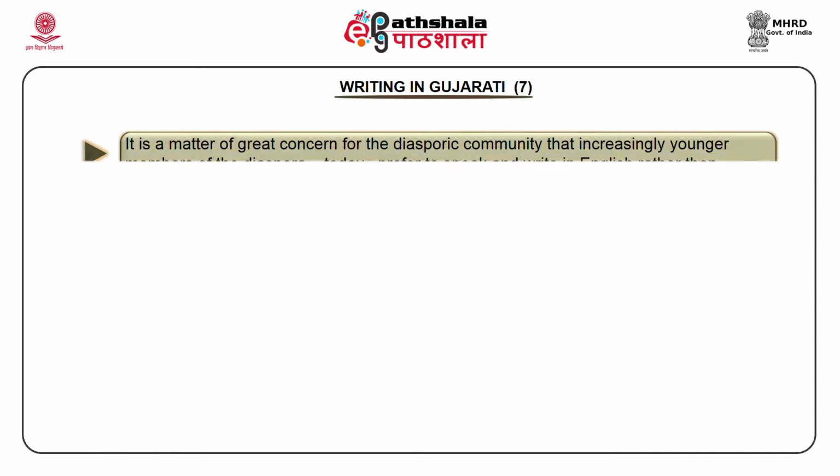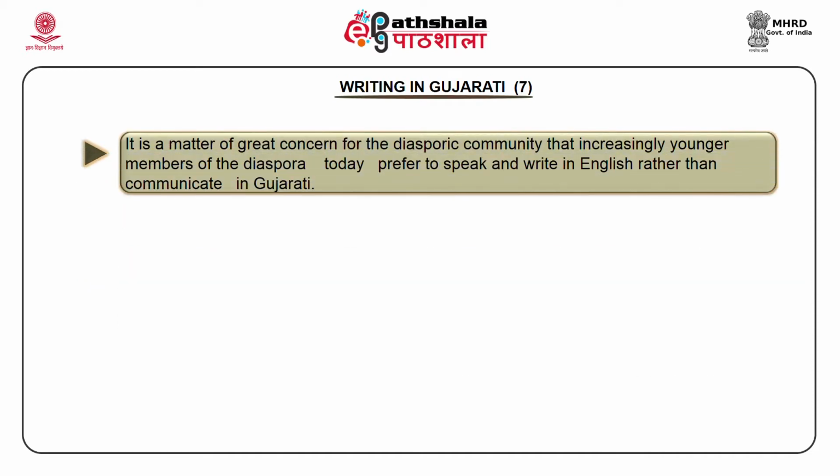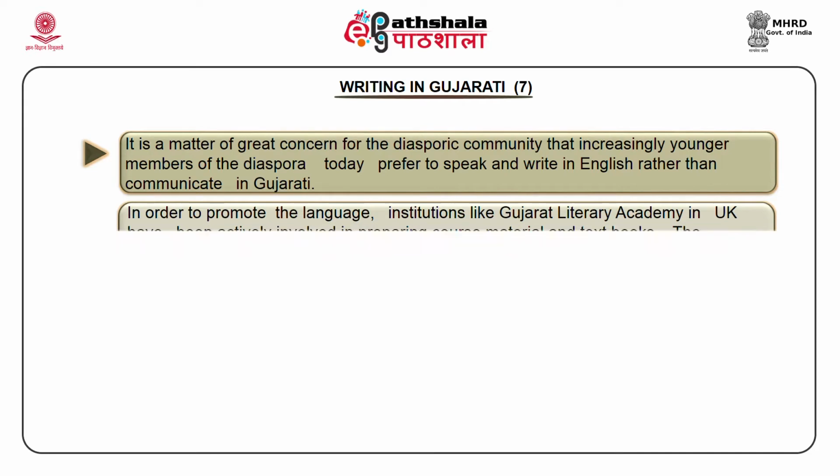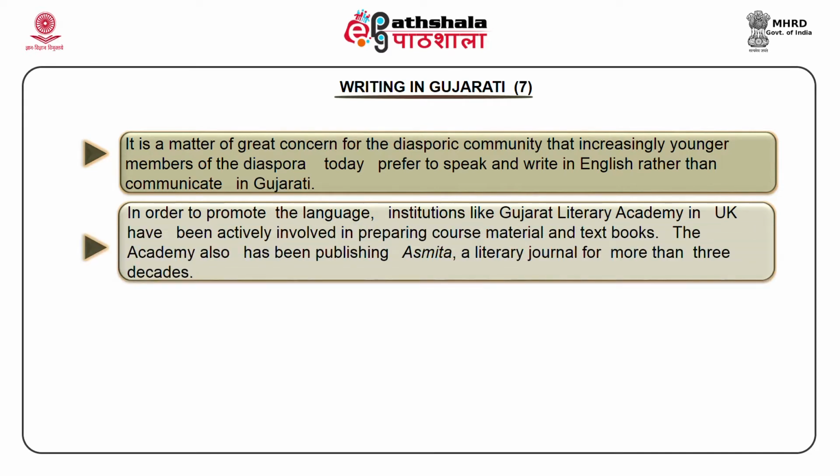It is a matter of great concern for the diasporic community that increasingly younger members of the diaspora today prefer to speak and write in English rather than communicate in Gujarati. The Gujarati language, like other Indian regional languages, is losing currency among the current generation of diasporics. In order to promote the language, institutions like Gujarati Literary Academy in UK have been actively involved in preparing course material and textbooks. The Academy also has been publishing Asmita, a literary journal for more than 3 decades.